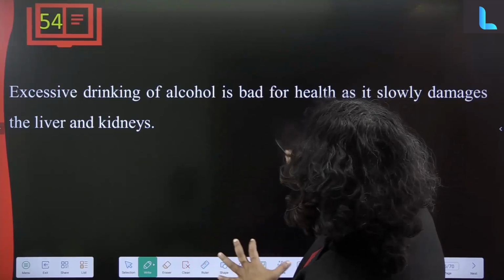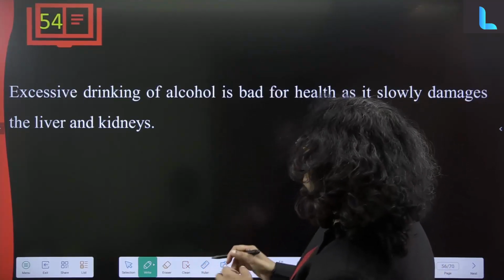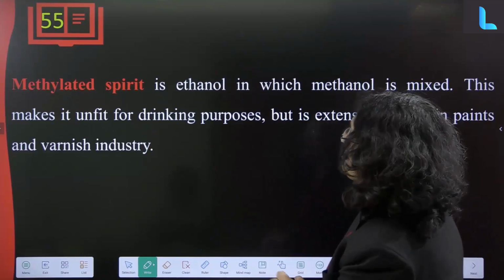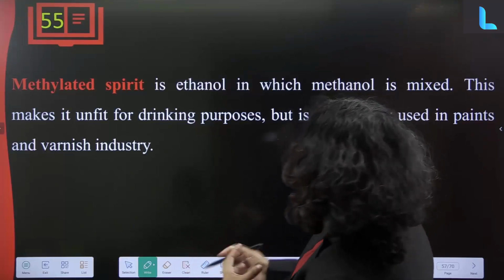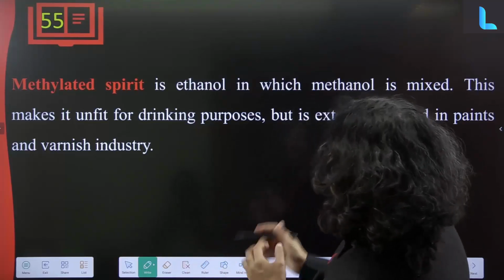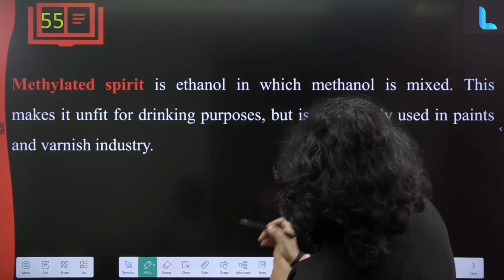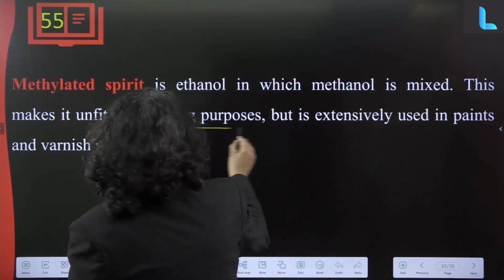So excessive drinking of alcohol is bad for health and slowly damages the liver and kidneys. Okay, what is methylated spirit? That is only the poisoned spirit, poisoned alcohol in which methanol is mixed. This makes it unfit for drinking purposes. It is extensively used in paints and varnishes.